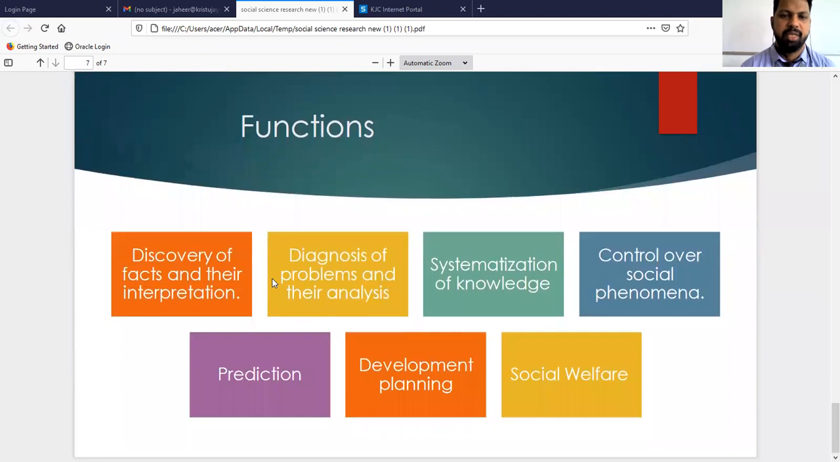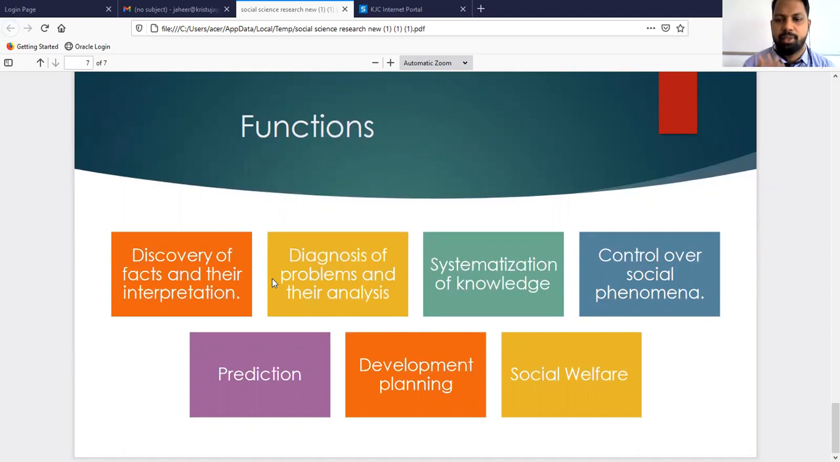Now we move on to the next segment, the functions of social science research. The first one is discovery of facts and their interpretation. To discover the facts and interpret them is one of the major functions given to social science research. The second one is diagnosis of problems and their analysis: to diagnose a problem in hand, analyze it and provide a solution is one of the major functions carried out by social science research.